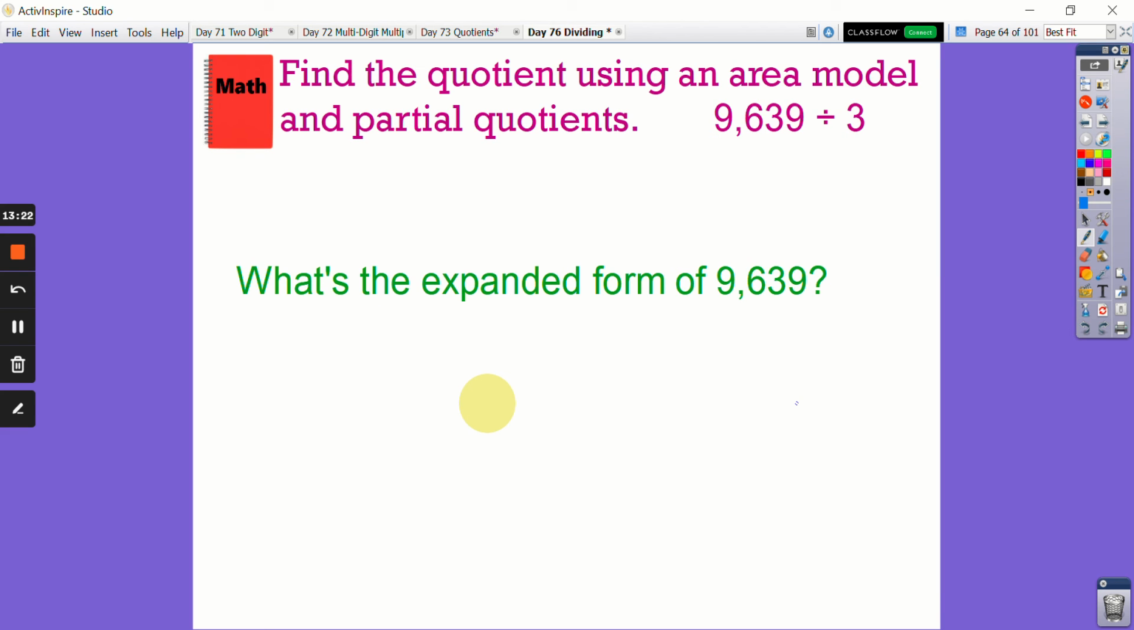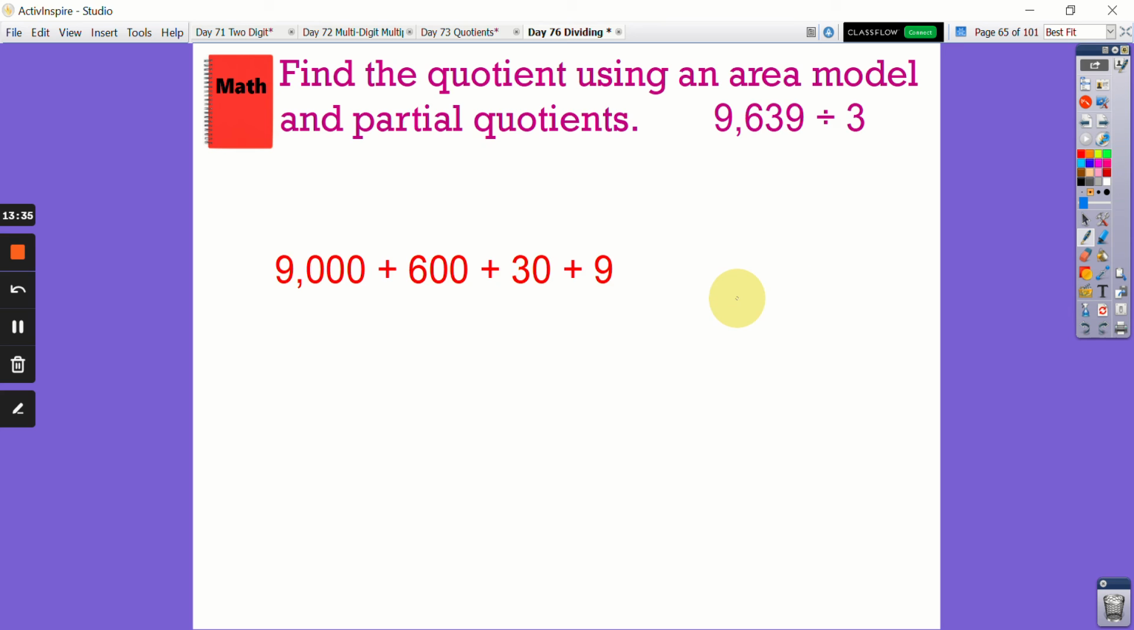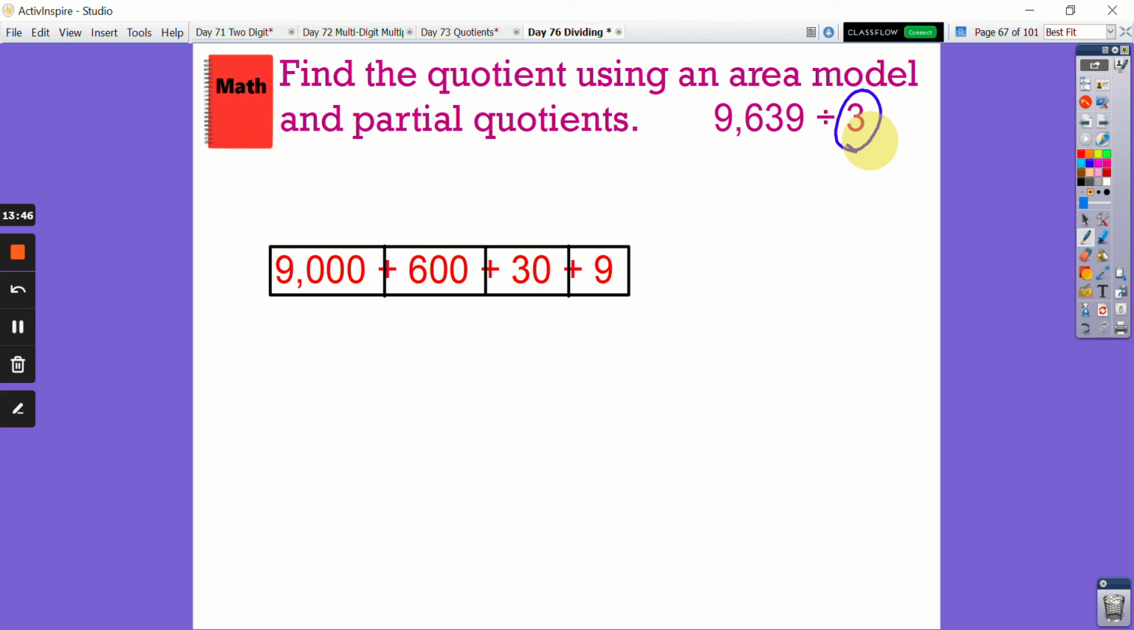Okay, here's an even bigger one. Same exact system, same exact rules, same process. We're just using something in the thousands form. So now we're looking at this 9. That 9 is in the thousands. So let's turn that into an area model. Put this in your math notebook, please. And we're dividing it by 3. 3 is our divisor. So we're going to divide by 3.